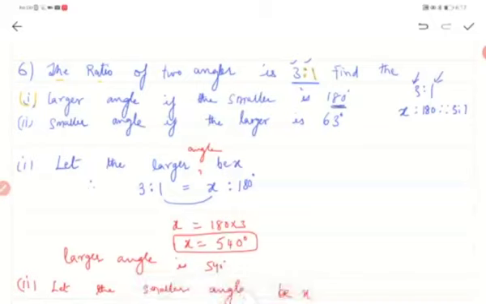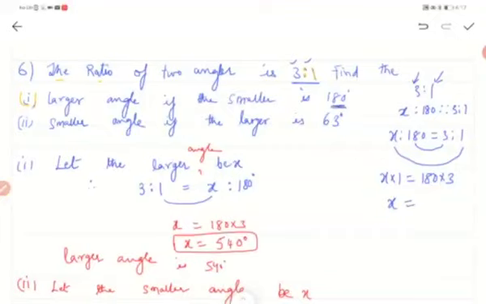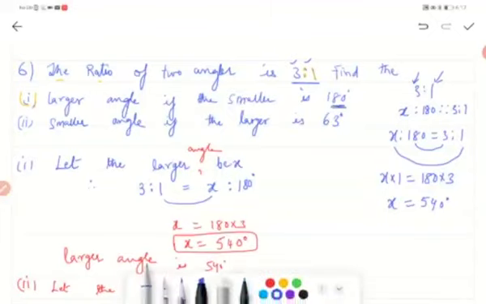So this is nothing but they are equal, isn't it? Now just take the product of mean terms. I can write it as x is to 180 is equal to 3:1. So just take the product of means and the product of extremes. So x into 1 will be equal to 180 into 3. So my x will be equal to 180 into 3, which is 540. Okay, so I think you can do the second part of this.